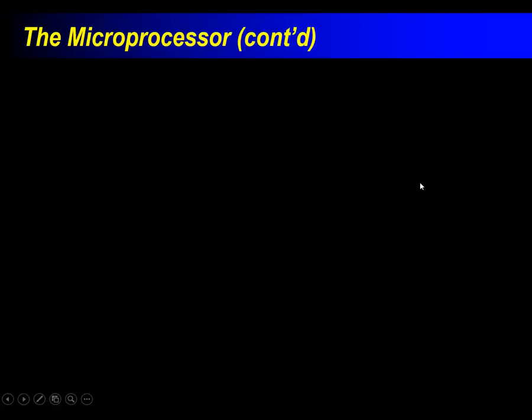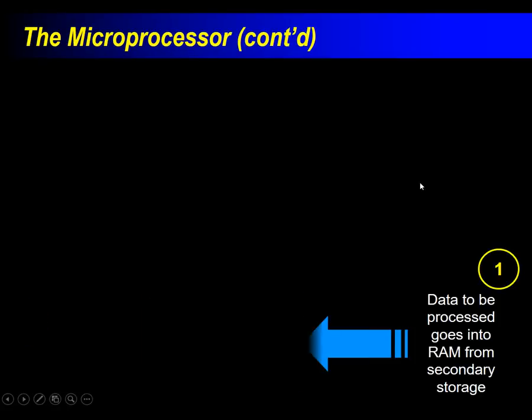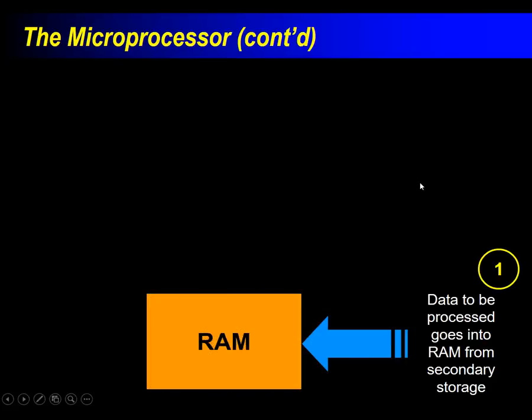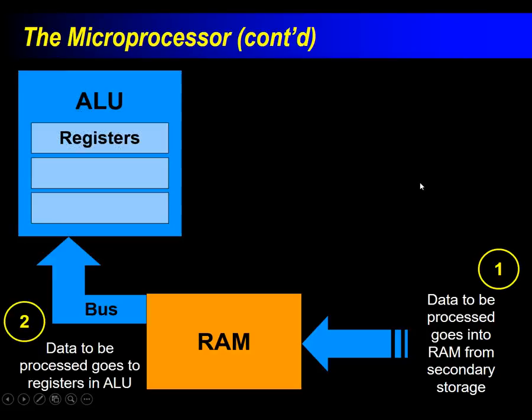Okay, so here's a diagram. One, data comes out of secondary storage into RAM. We'll talk about RAM later. So let's say this is a piece of your code. A piece of your code is moved into the computer's RAM memory. Two, data is then bused from RAM into the ALU.